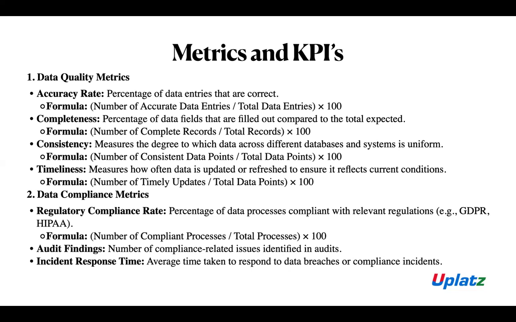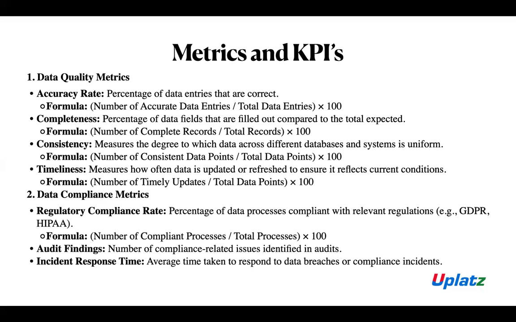First is the data quality metrics, in which we have accuracy rate, completeness, consistency, and timeliness. So, accuracy rate is the percentage of data entries that are correct. The formula for this will be number of accurate data entries divided by total data entries, whole multiplied by 100. So, by this formula, we'll get the accuracy rate, which is the percentage of data entries that are correct.